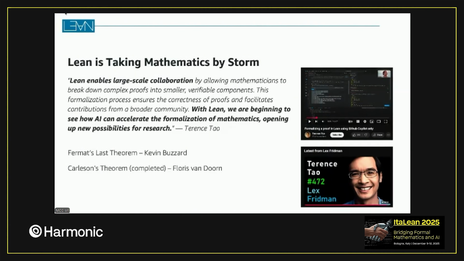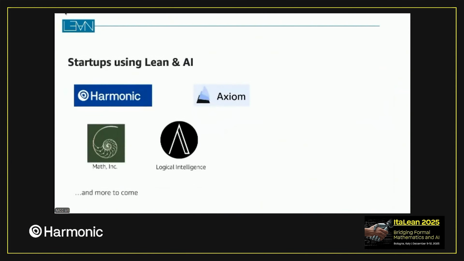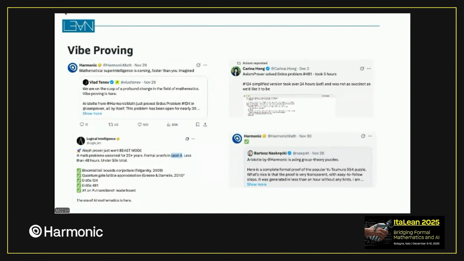We have projects like the Carleson theorem that was just completed by Floris. Fermat's Last Theorem is still going with Kevin Buzzard. We have many gold medals this year, two of them using Lean, startups using Lean, vibe coding using Lean. People are proving theorems now, vibe coding, but it's now vibe proving because you have a certificate. You have absolute assurance that your result is correct. And the startups all using Lean are proving open conjectures that have been open for more than two decades.